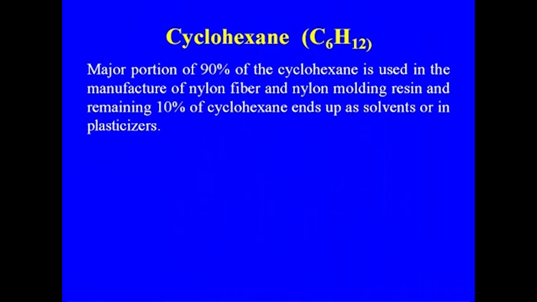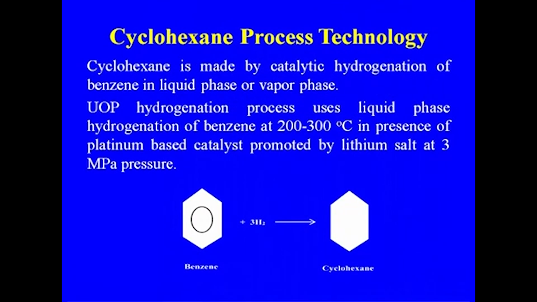Major portion, about 90% of the cyclohexane, is used in the manufacture of nylon fiber and nylon molding resin, and the remaining 10% of the cyclohexane ends up as solvent and plasticizer. This is the process of how we are making the cyclohexane. Cyclohexane is made by catalytic hydrogenation of benzene in liquid phase or the vapor phase.